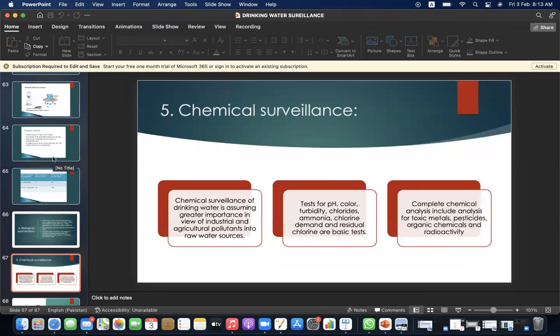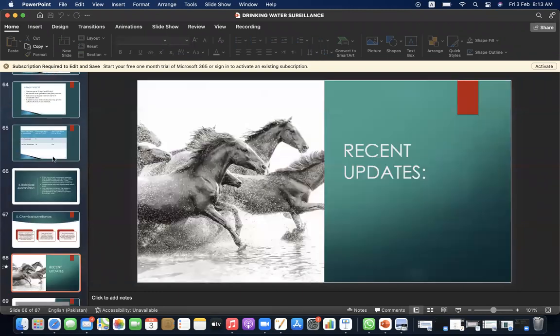Fifth is the chemical surveillance. Chemical surveillance of drinking water is assuming greater importance in view of industrial and agricultural pollutants entering raw water sources. Tests for pH, color, turbidity, chlorides, ammonia, chlorine demand, and residual chlorine are basic tests. Complete chemical analysis includes analysis for toxic metals, pesticides, organic chemicals, and radioactivity.